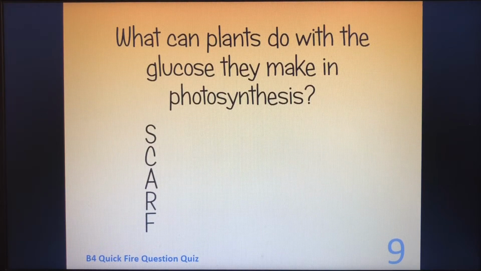So plant does the photosynthesis, as a result of that makes glucose. What happens to that glucose? Okay, quite a long answer for this one. If you need extra time, then pause now. And the answer is S is for starch.